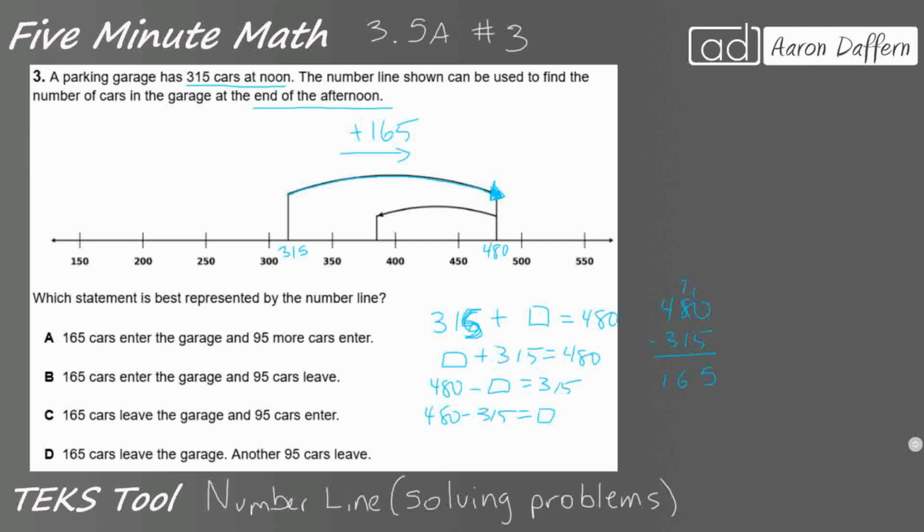Let's look at our answers now. So 165 enter the garage. That's add. 165 enter the garage. That's also add. 165 leave the garage. That's subtract. We do not want that. And then another 165 leave the garage. All right, so two of those statements could possibly work with that first direction. We're adding 165. Now, once we get up to 480, look what happens.